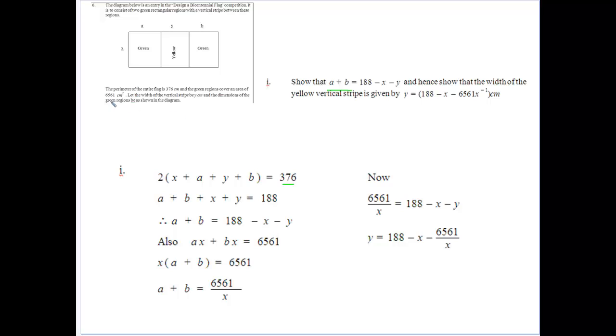We also know the area is 6561. And so ax and bx is 6561 because that's what's got to be covered by the green region. So we get x times a plus b, or a plus b is equal to 6561 on x. Now, a plus b is equal to both these expressions. So we can make them equal to each other and then get y by itself. So that's how we get that expression. Again, it's about all that manipulation of algebra.